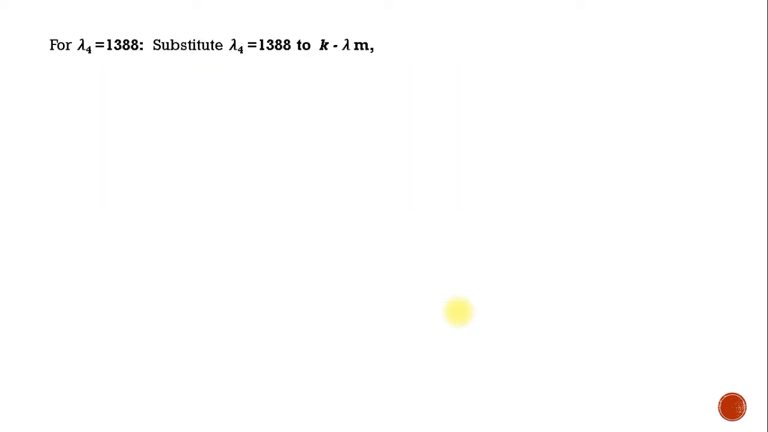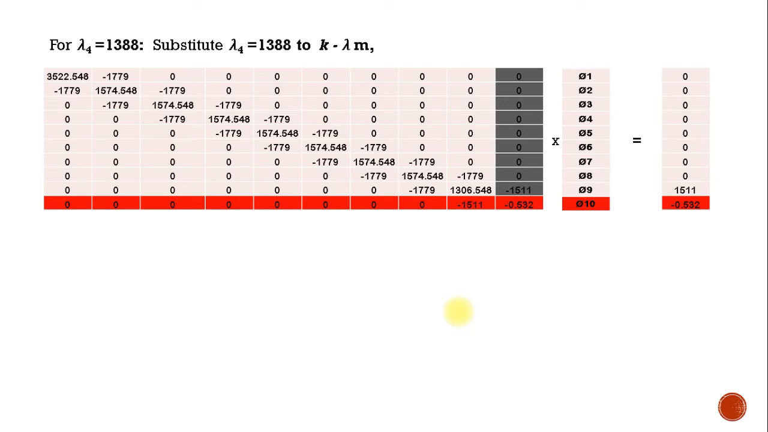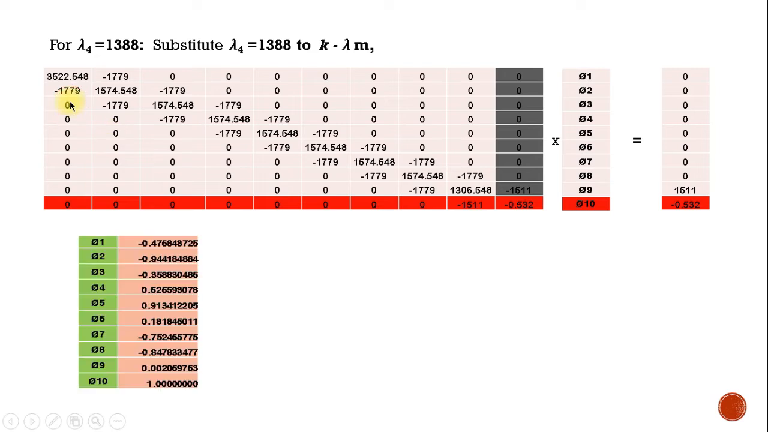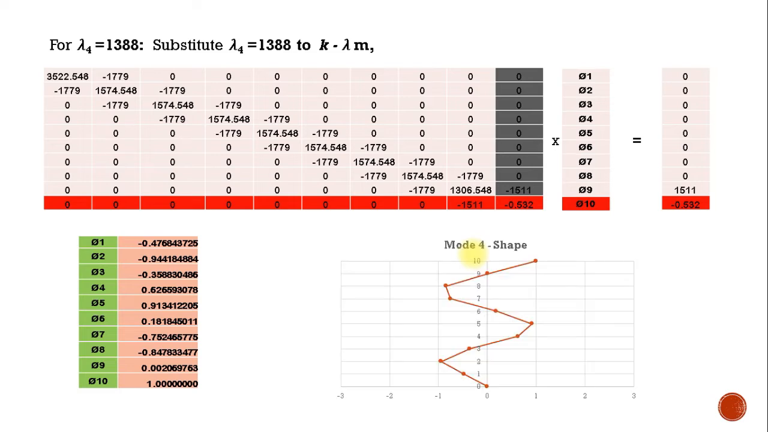For mode 4, the eigenvalue is 1388, so we substitute it. The same calculation, the same formula, and the same method. We are going to multiply the inverse of this matrix to this vector, so we can get these values for the eigenvectors. This is the shape when we graph these eigenvector values.